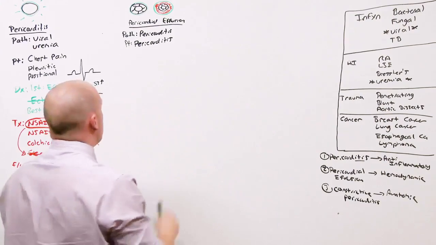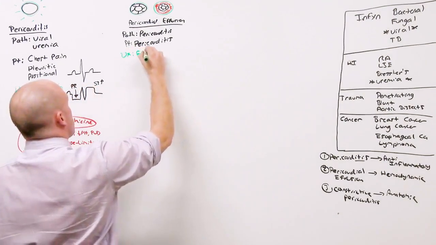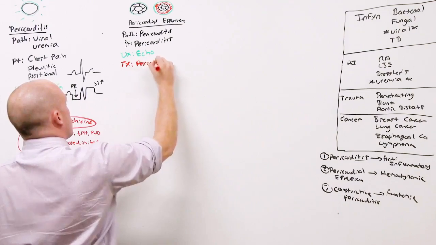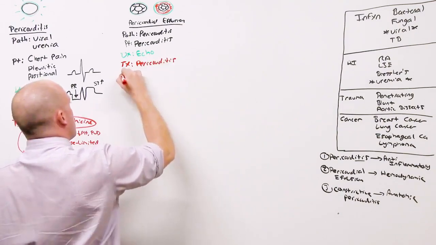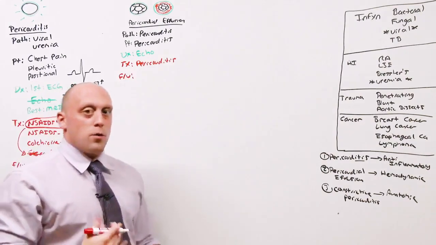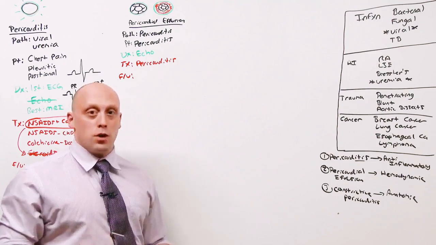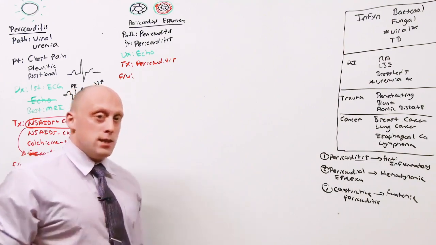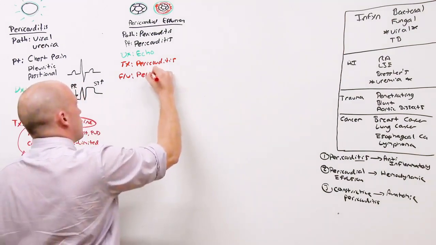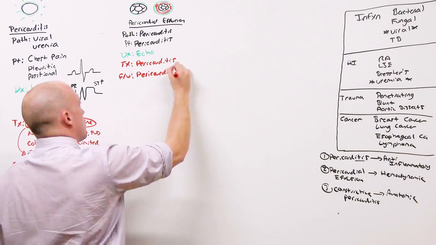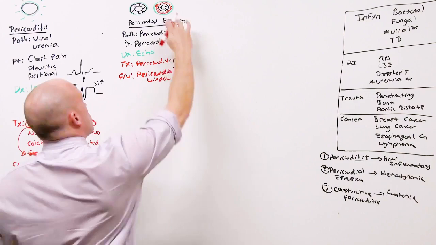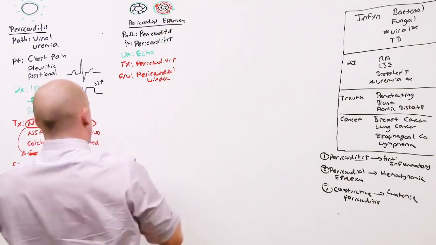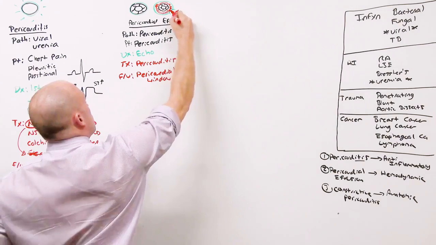To see fluid, the echo is the test of choice, and the treatment will be to treat the pericarditis. But if despite treatment for pericarditis, the pericardial effusion does not resolve, that is, they come back later and a recheck of the echocardiogram demonstrates, hey, there's still fluid here, you may need to do what's called a pericardial window. It's a surgical intervention where literally you just take a piece of the pericardium away, and this allows the fluid to drain into body cavities.